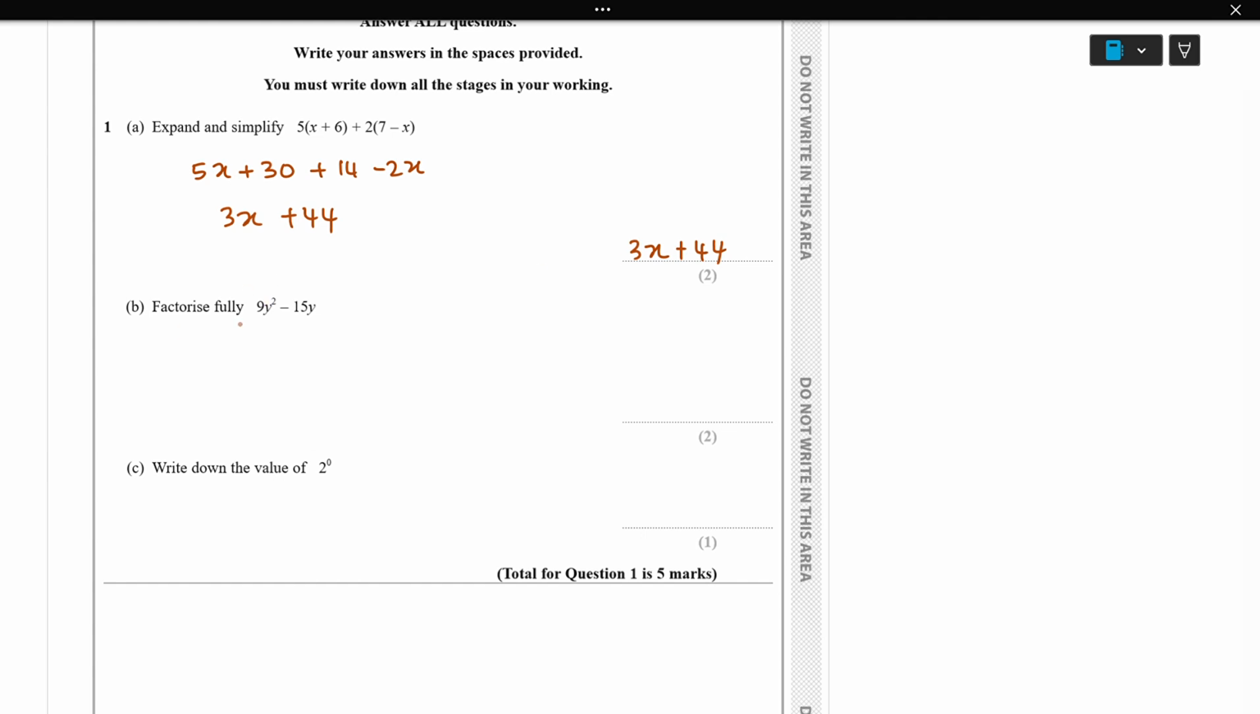Next, factorize fully 9y squared minus 15y. So we'll bring the highest common factor outside. For 9 and 15, the highest common factor is 3, and for y squared and y, it is y. So we divide both terms by 3y. 9y squared divided by 3y leaves 3y, and minus 15y divided by 3y leaves 5. So the answer is 3y times (3y minus 5).